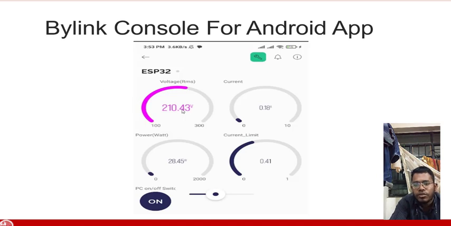This is the Blynk console of our phone's app. The voltage, current, RMS voltage, current and power in watts can be noticed, and by changing the slide switch we can control the current limit value. It is actually scaled by 5, which means that when you set 0.4 ampere as the current limit, it is actually 0.4 times 5, 2 ampere.